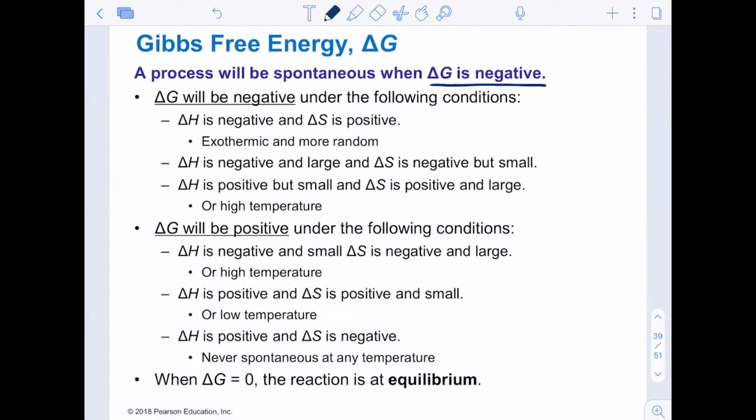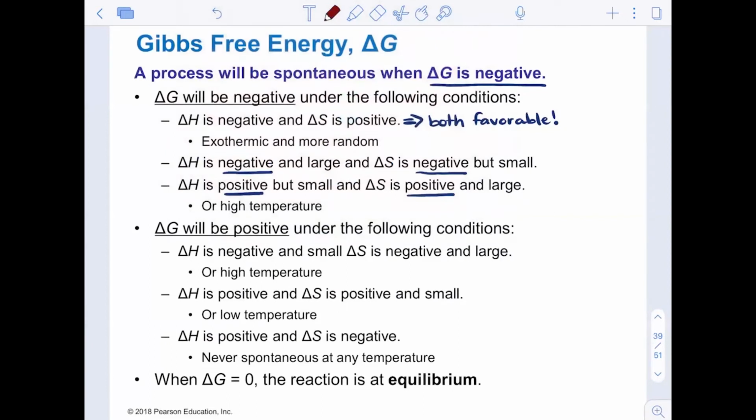If delta H is negative and delta S is positive, these are both favorable conditions. We have an exothermic and a more random product. That means the reaction will be spontaneous. If delta H is negative, favorable, but delta S is also negative, unfavorable, delta S should be relatively small, right? We want the more favorable aspect, delta H, to be the value that is larger. And again, we can still see an endothermic reaction, but it has to accompany a large entropically favorable reaction. And then we'll talk about temperature in just a moment as well.